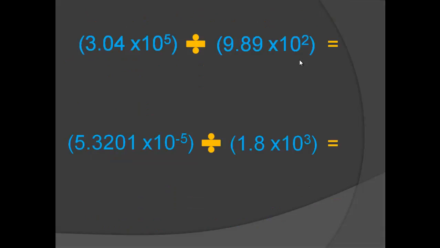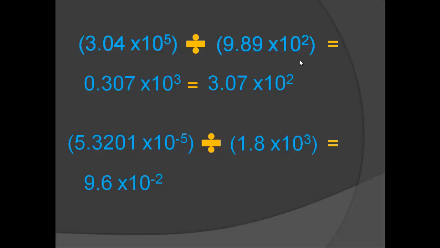If you're dividing, it's the same thing, except now you subtract the exponents. So for example, the first one here would be 5 minus 2. So your ending exponent would be the 3rd power. It's 0.307 times 10 to the 3rd, but we have to move that decimal point to make the coefficient between 1 and 10, making it 3.07 times 10 to the 2nd power. And I'm sure you can do the last example by yourself. That's what you would get. And that actually is fine because the number is between 1 and 10, so it stays like that.